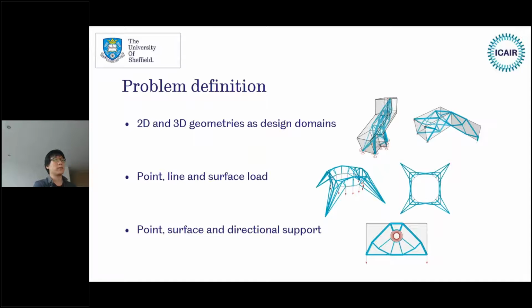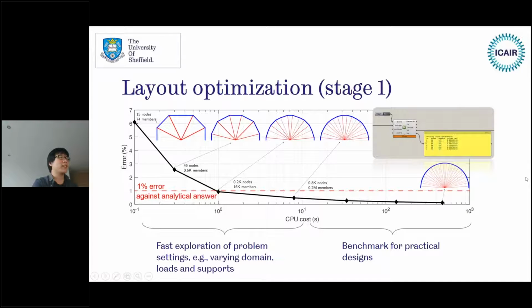Okay, so once we have the problem defined, then we can use it in the optimization algorithm. The first stage is the layout optimization, as Matthew mentioned. This algorithm is very robust and very efficient. If we use more nodes in the optimization, we can get better and better solutions. And as you can see from the curve, it will approach the analytical solution. However, if we look at the early part of this curve, you can notice that the error percentage drops very quickly to below 1%. And at this point, we notice that the CPU cost is just 1 second.